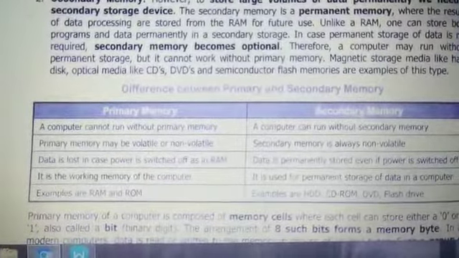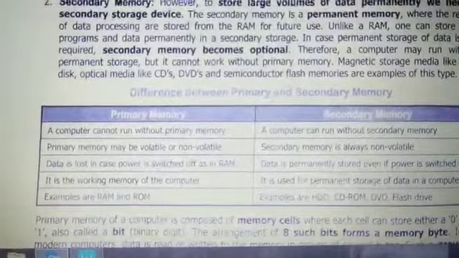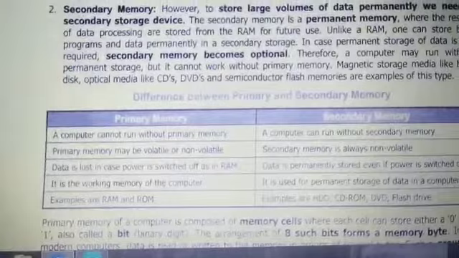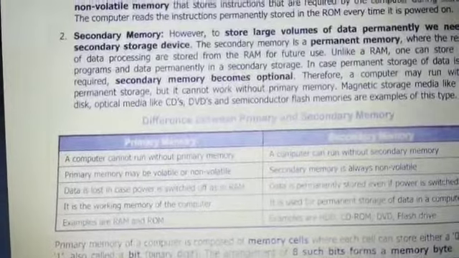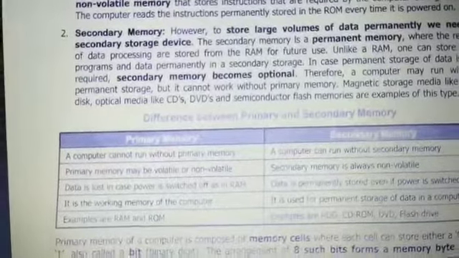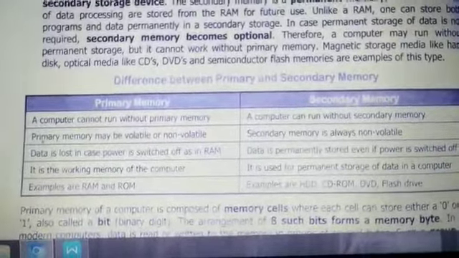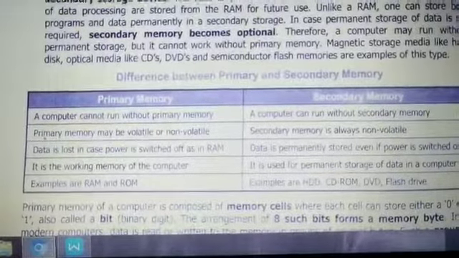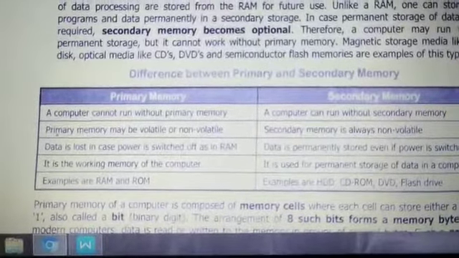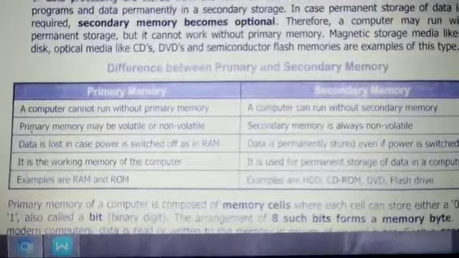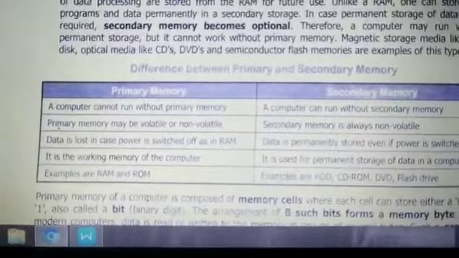Data can be lost when power is switched off. This happens only in case of RAM. If you switch off the computer, because it is storing the memory on a temporary basis, it will not hold the information, but data is permanently stored in secondary memory. So primary memory is the working memory of the computer, and secondary memory is an optional one. Examples of primary memory are RAM and ROM, and hard disks, pen drives and so on are examples of secondary memory.